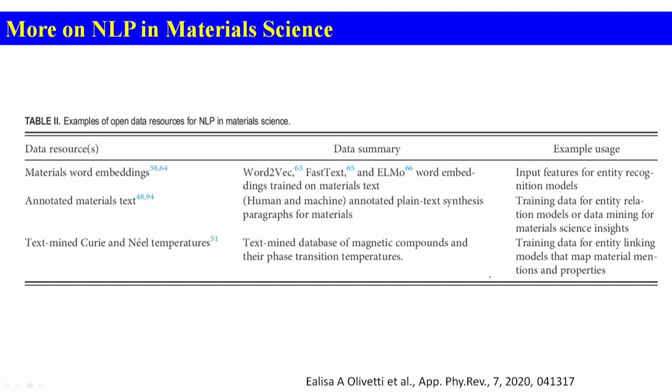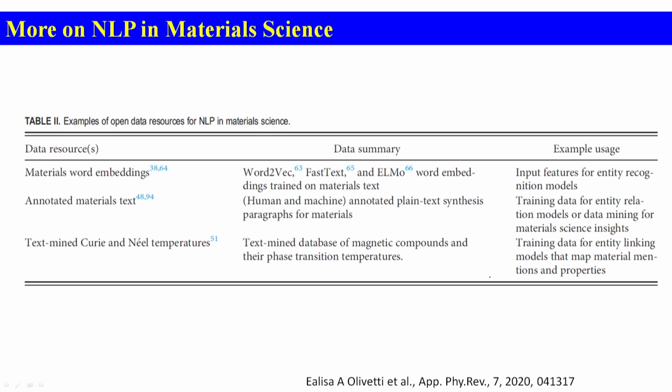I did not discuss all of them because it is not possible. So, first of all, the three things I talk about are materials word embeddings. What kind of words? Input features for entity recognition models, right? These are called Word2vec, FastText, ELMo, all kinds of things are there. You can get it in this particular paper, a very interesting paper.